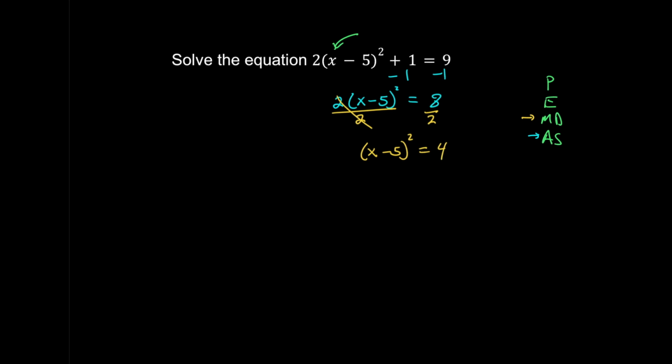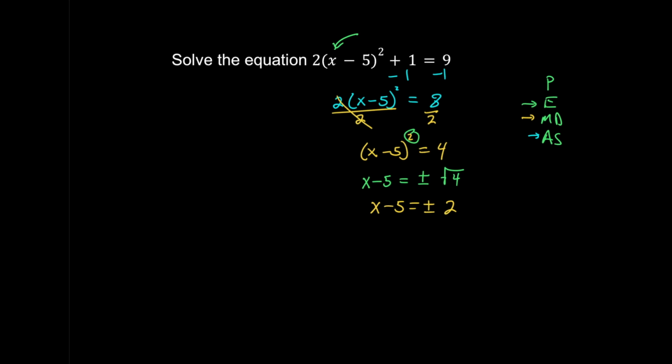Now I still have one thing outside parentheses, and that's my exponent. So to get rid of the exponent, the property says that if we have x minus 5 squared equal to 4, then x minus 5, our variable, will equal either plus or minus the square root of 4. In other words, x minus 5 equals plus or minus 2, because the square root of 4 is 2.